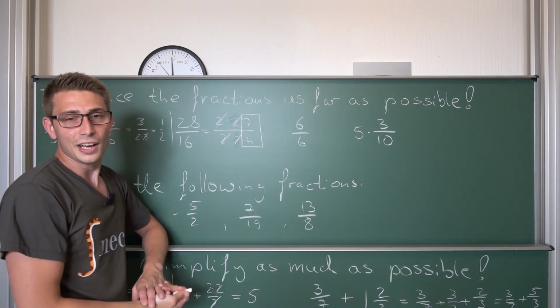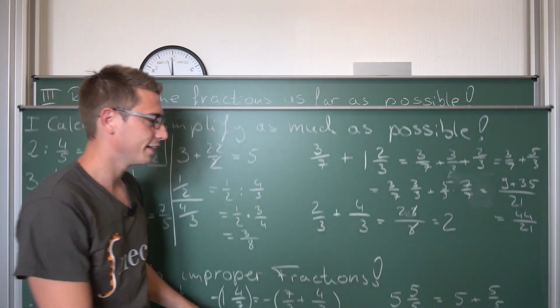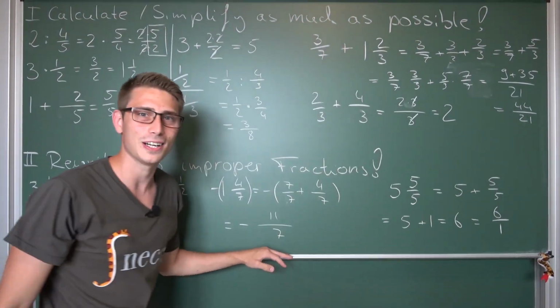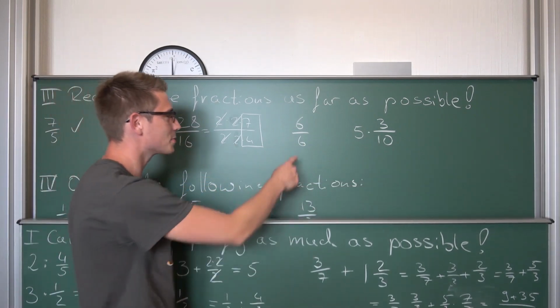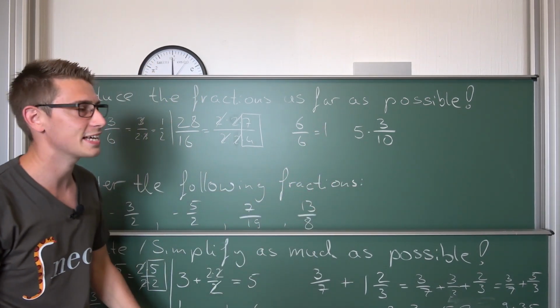Now we had a situation here that we just had. So what was 5/5 again? Where there was just 1, am I right? So 6/6 is the same situation here. It's going to give us 1, and thus we are done.